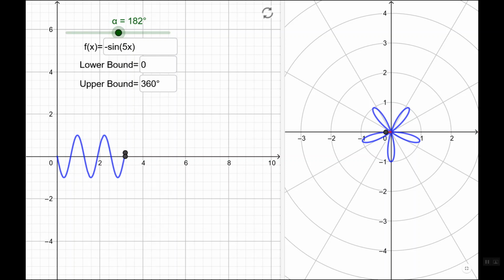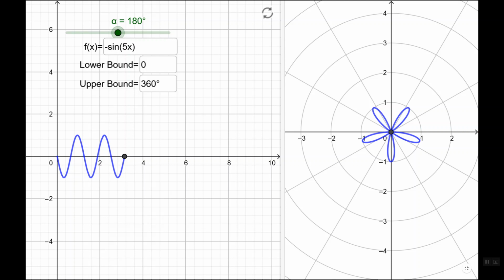Right, we needed to go about right here. There we go. That's about where we get the whole picture for this particular graph. Now, this has to do a lot with the period that we're working with here.